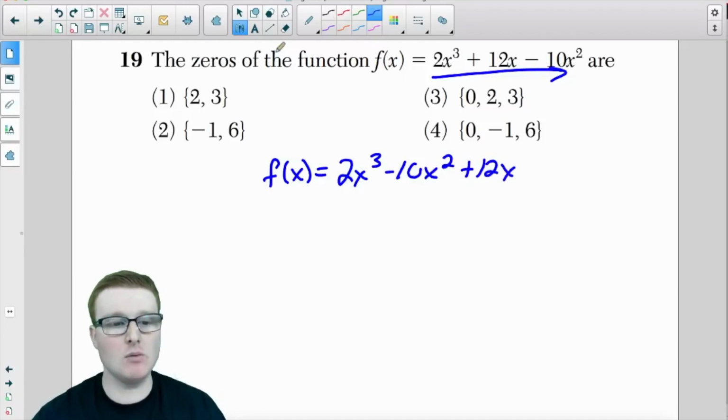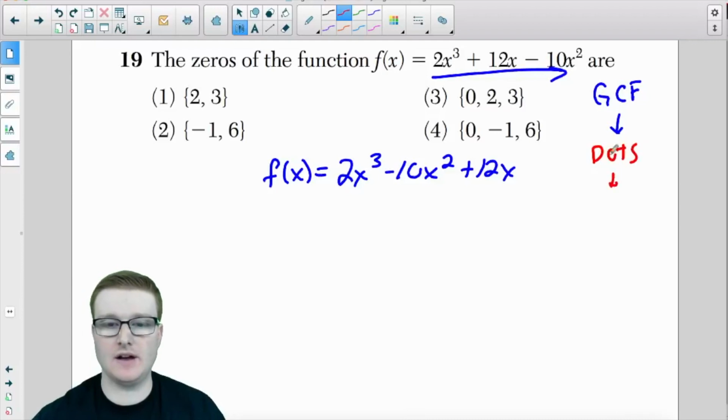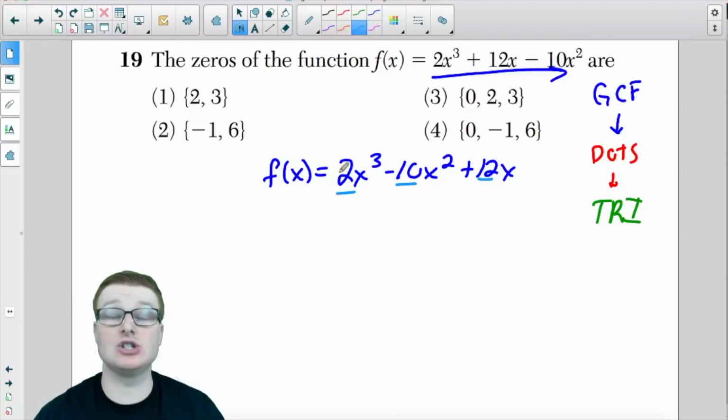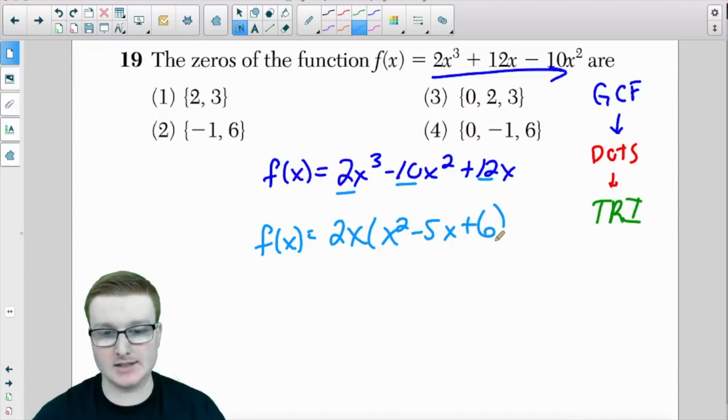Okay? Now what we're going to do is apply our factoring method. Take out the greatest common factor. Then find the difference of two perfect squares. Then apply the trinomial method. So the GCF in this case is obviously a 2 because 2 could go into 2, 10, and 12. And there's an x. So f of x just becomes 2x, and you're left with x squared minus 5x plus 6.